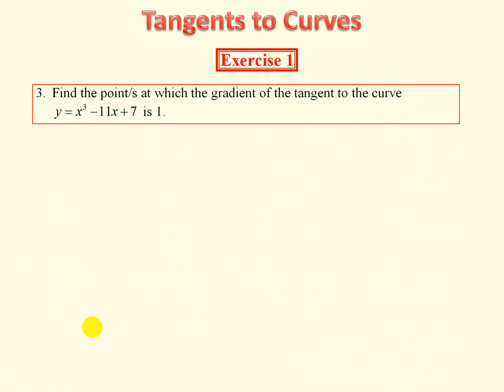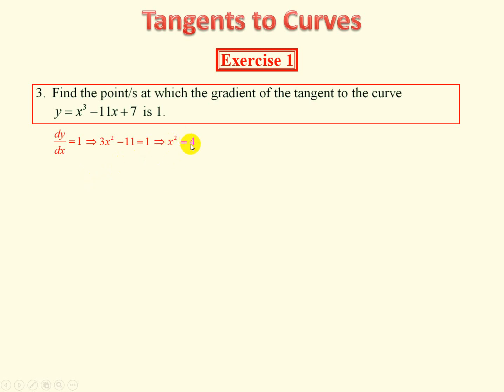Here's the third part of exercise 1. Find the points at which the gradient of the tangent of the curve is 1. So in other words, the derivative of this must be equal to 1. So we're going to differentiate first. I've just said dy by dx equals 1. So that means 3x squared minus 11 equals 1. And we're going to solve for x.